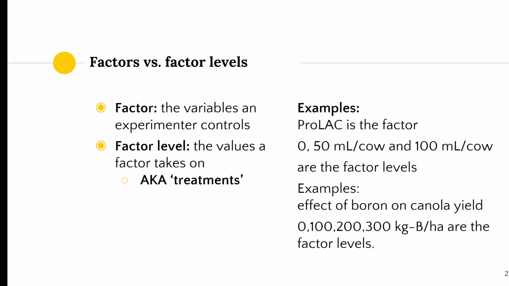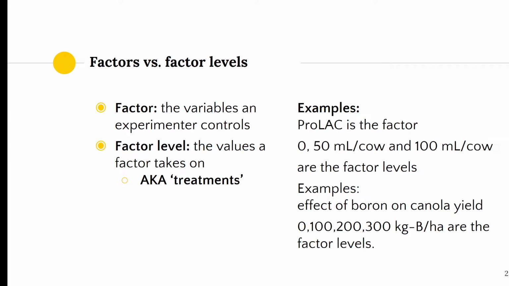A factor is an independent variable that the experimenter is controlling. In fact, factor and independent variables are two words for the same thing. It's the thing that the experimenter is testing for. Now, factor level is the values that that factor takes on when it is applied to the experimental units. We also call factor levels treatments.